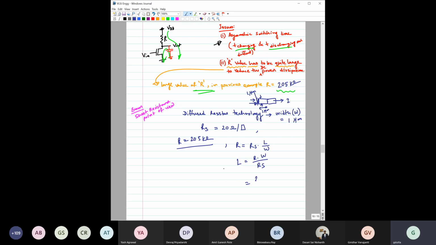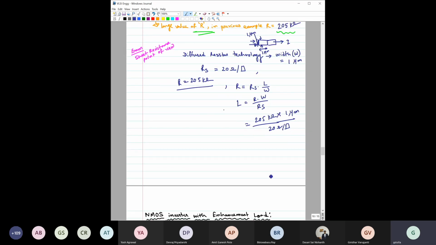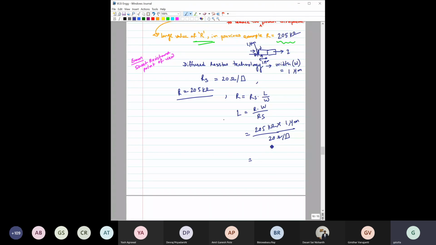Okay, so what is here? 205 kilo ohm. What is this width? Width is 1 micrometer. And what is this RS? RS is how much? 20 ohm per square. Okay, so could you please calculate this and tell me the value of this length? Please tell me the value in millimeter.